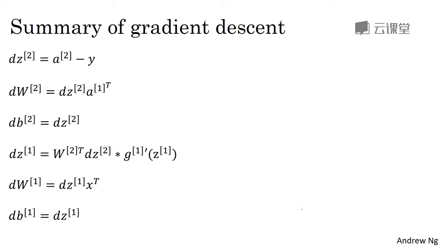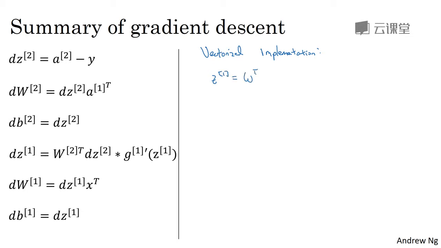Here they are. And so far, we've derived backpropagation for if you're training on a single training example at a time. But it should come as no surprise that rather than working on a single example at a time, we would like to vectorize across different training examples. So you remember that for forward propagation, when we're operating on one example at a time, we had equations like this, as well as say A1 equals G1 of Z1.